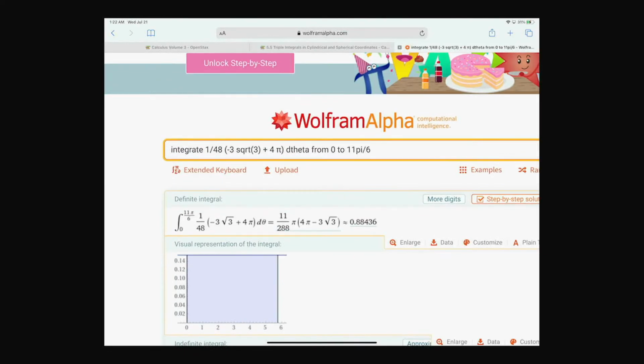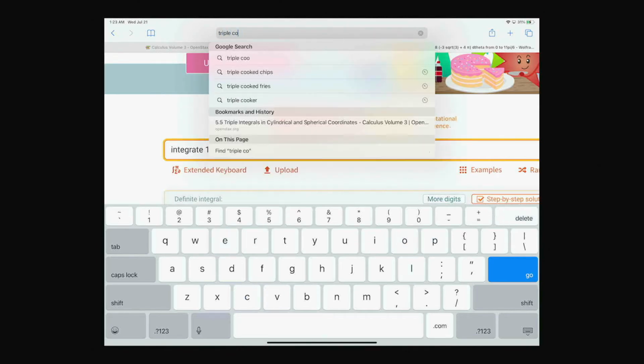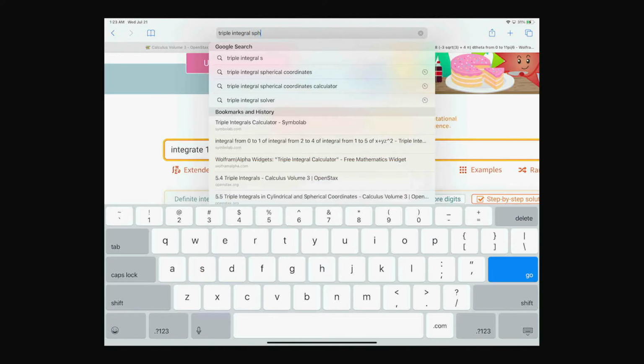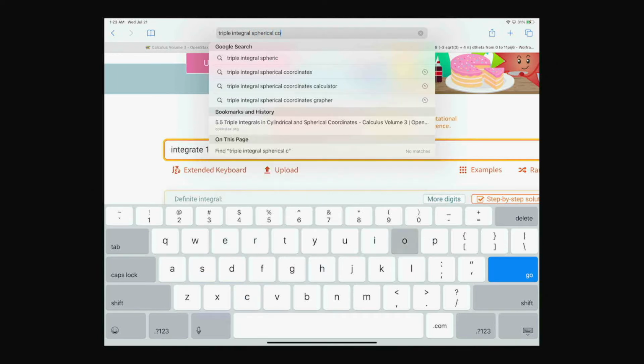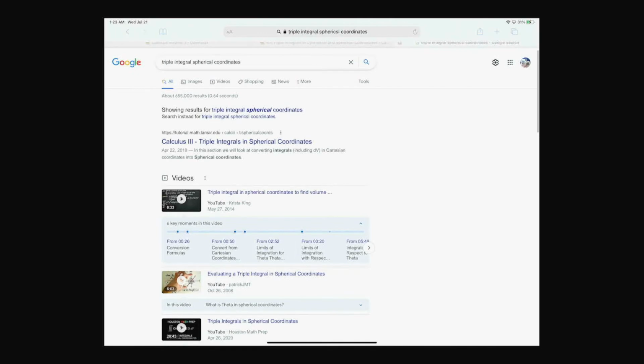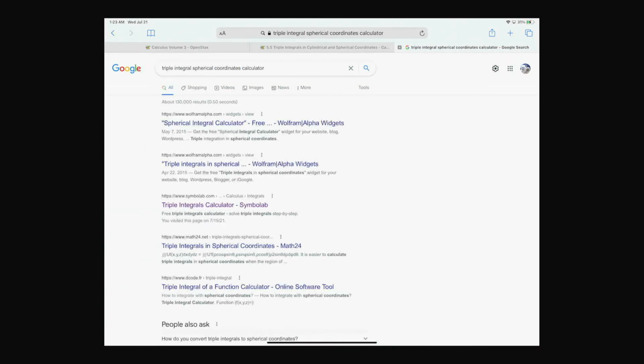Okay, so you can do that. Of course, you can also use the spherical coordinates calculators, but you need one that's in spherical coordinates, triple integral. So you'd have to Google triple integral spherical coordinates. And that's just the fastest way to find the calculator on Wolfram if you want Wolfram. So I didn't type in calculator, but there.